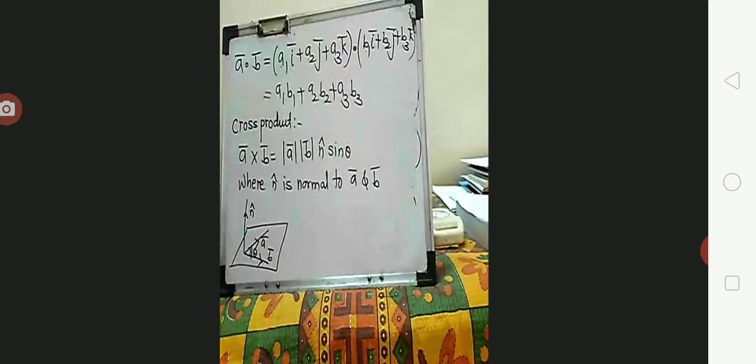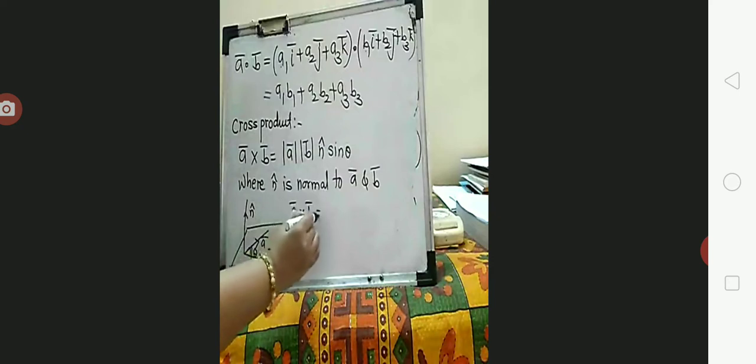Here the orientation is very important. Take I bar cross I bar. The angle is 0, so you get that value as 0. But I bar cross J bar is going to be oriented positive, and sin 90 is 1. That way you can find the value. But mathematically, you can solve these problems with the help of the determinant method.